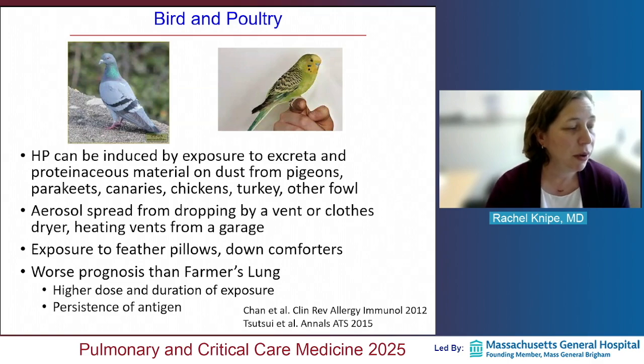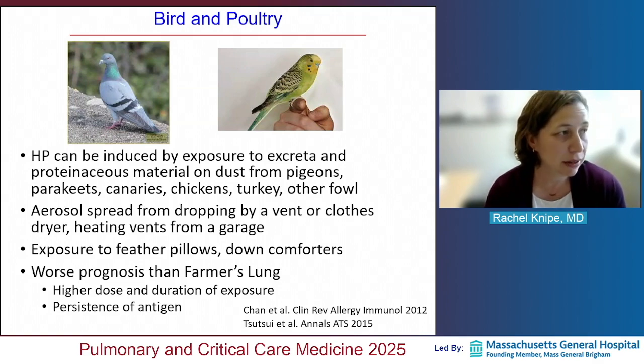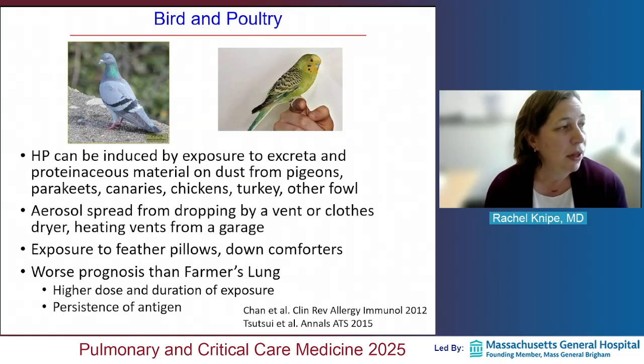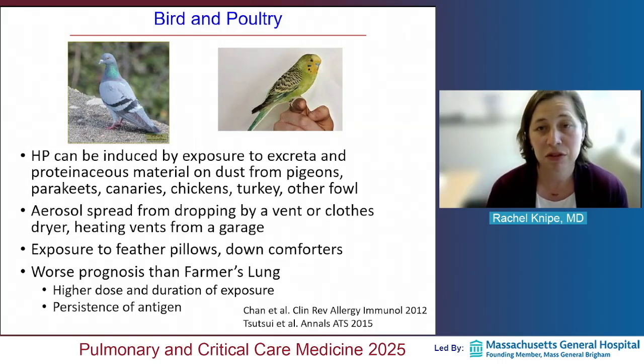HP can also be induced by exposure to bird antigens, and often this is feathers or excreta or other proteinaceous material from pigeons, parakeets, canaries, chickens, turkey, other fowl. Many birds have been identified or implicated or suggested to lead to HP. The antigens can spread by aerosol from droppings near a vent, which can then be spread throughout the house, or a clothes dryer or heating vents from a garage.